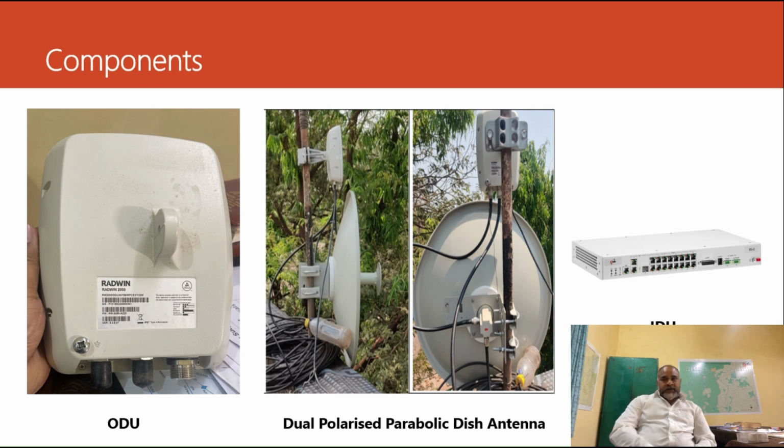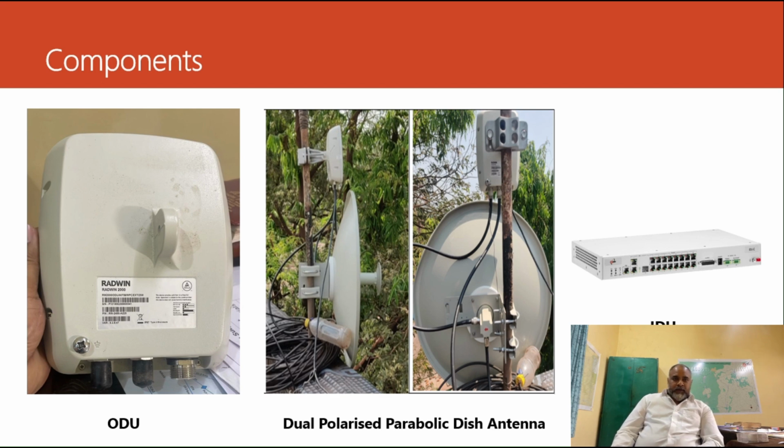Now let's talk about the components of this equipment. The components of this equipment can be broadly categorized into two parts. First is the hardware part, and the second is the software part. In the hardware part, there are three components: one is the ODU, antenna, and the IDU. In BSNL, we often use the ODU and antenna only for point-to-point communication, but there are some cases where we use the IDU also for point-to-multipoint communication.